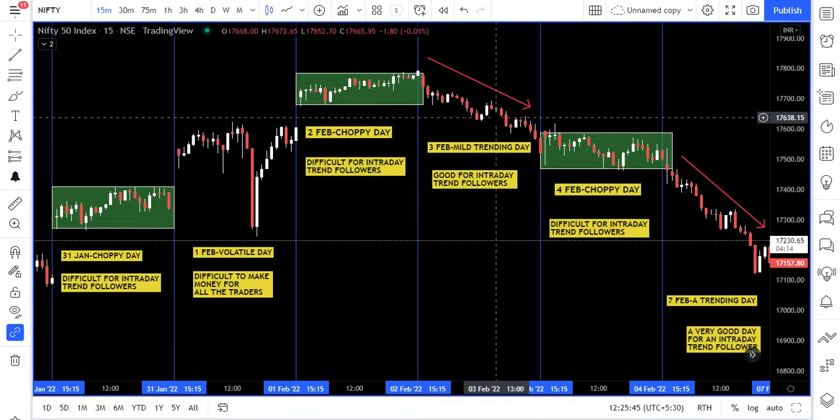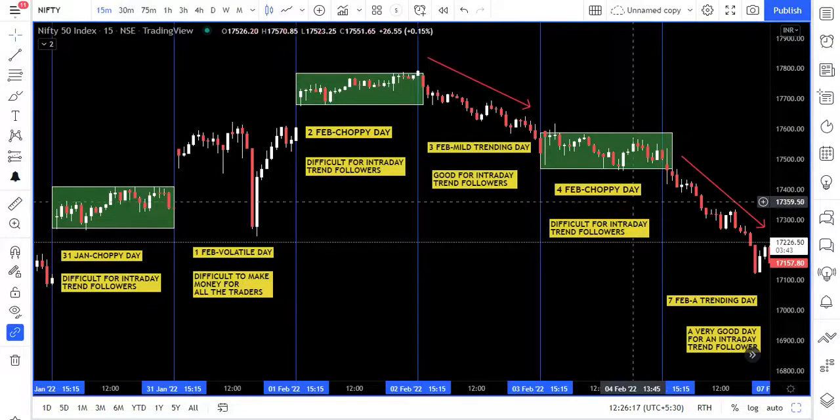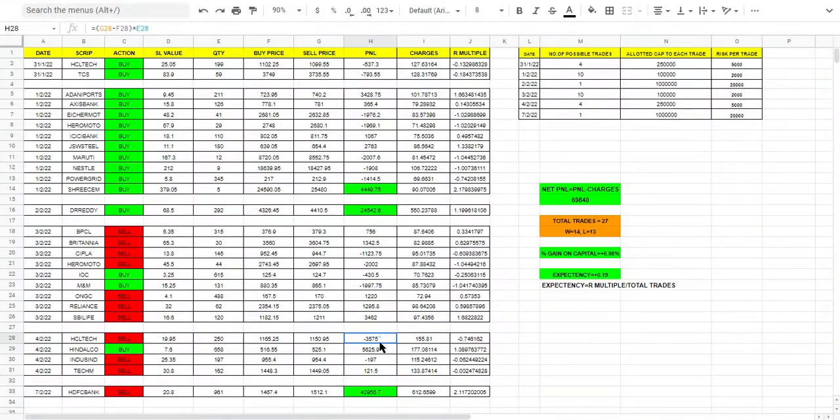3rd February, it was a mild trending day. On 3rd February, we made a good amount of money. It wasn't that big, but the number of stocks which triggered the entry were 9, and those 9 stocks were able to make us a small amount of profits, but still we ended as a profitable day. On 4th of February, the market was again choppy. Did we make money? Let's check. Yes, we made a bit of money.